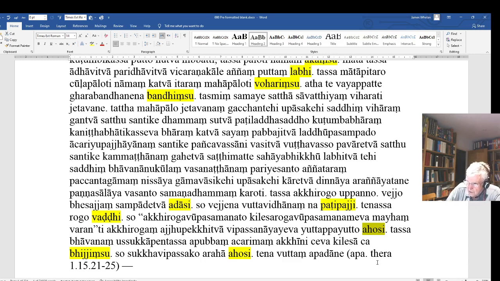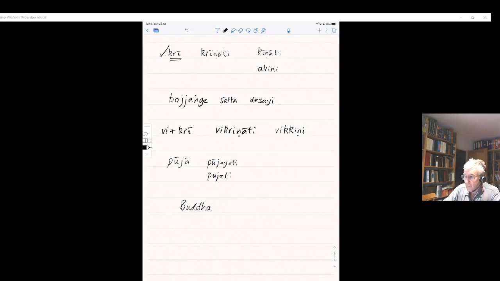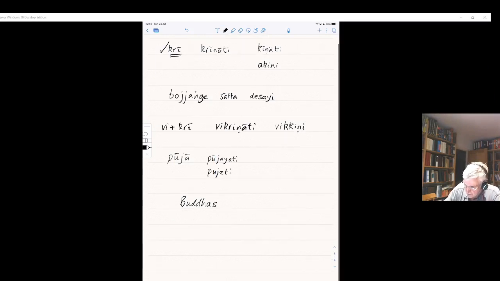A very frequent usage is that it occurred to him, he thought thus, and it's the dative or genitive / dative. To him it was thus, meaning it occurred to him, or this thought arose in him. So the Buddha thought thus, or it occurred to the Buddha thus. So you could say Buddhassa. Sorry, I'm writing. Let me get my iPad for you. Buddhassa treats the dative here.